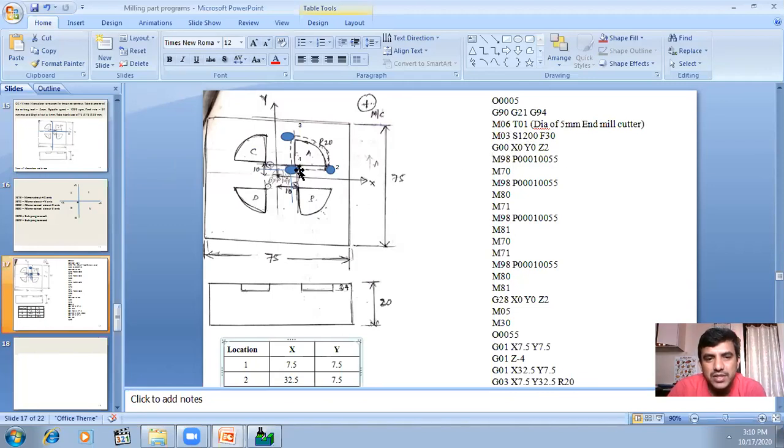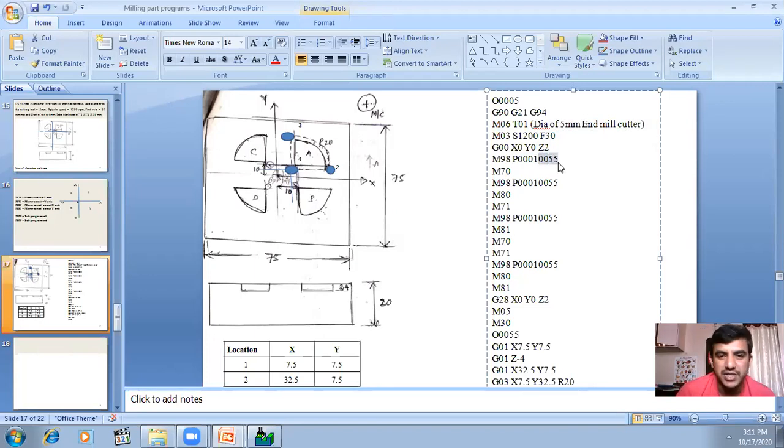After that, what happens here? I will call the subprogram here with M98. M98 stands for subprogram call, followed by P. After the P letter, the first 4 numbers stand for how many times that subprogram is repeated. I want to repeat this subprogram one time, that is P0001. The next 4 digits stand for the name of the subprogram. What is the name of the subprogram here? 0055 is the name of the subprogram.